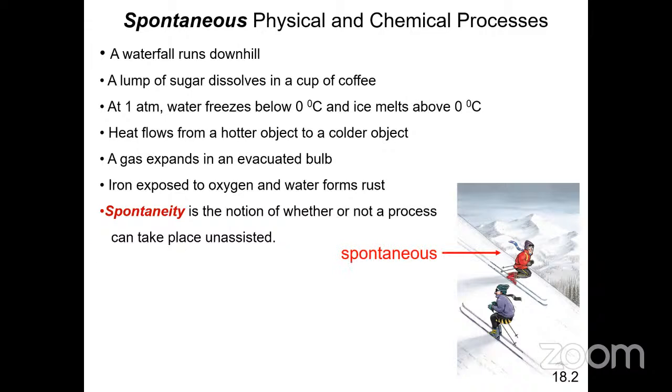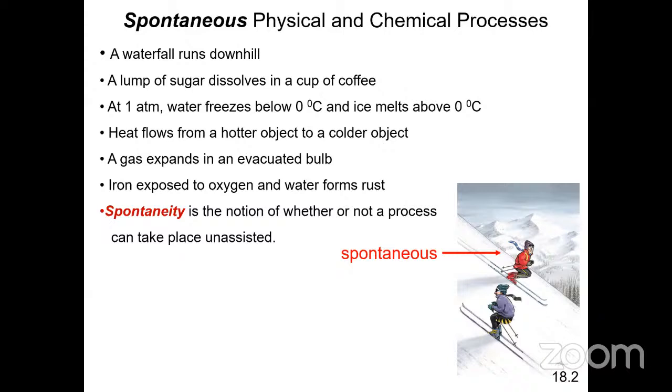As you can see in the picture at the bottom right of your screen, you see a skier going down the slope. That would be an example of a spontaneous process, right? Because the skier doesn't have to do anything. Basically, all he or she has to do is stand on the skis, and gravity does the rest of the work, right?